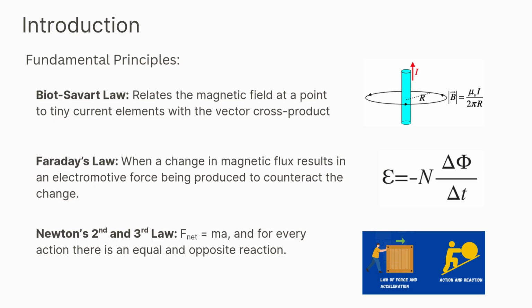Some fundamental principles to know before we dive deeper are Biot-Savart's law, which relates the magnetic field at a point to tiny currents with the help of the vector cross product. We also have Faraday's law, which is very important. Faraday's law tells us that when there's a change in magnetic flux, this results in the creation of an electromotive force to counteract the change in flux. It's also important to know Newton's second and third laws: the net force F equals mass times acceleration, and for every action, there is an equal and opposite reaction.